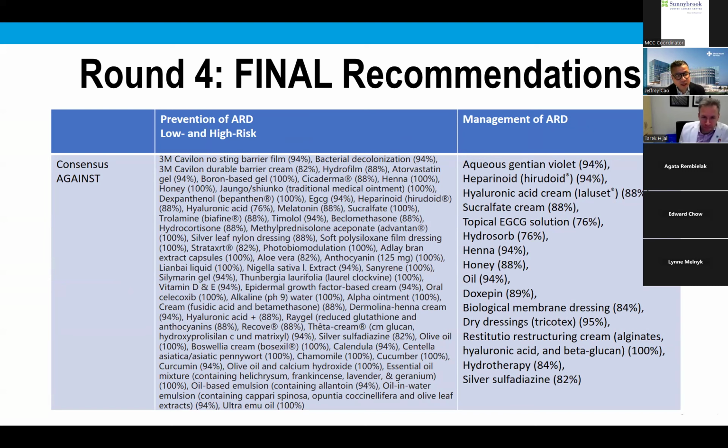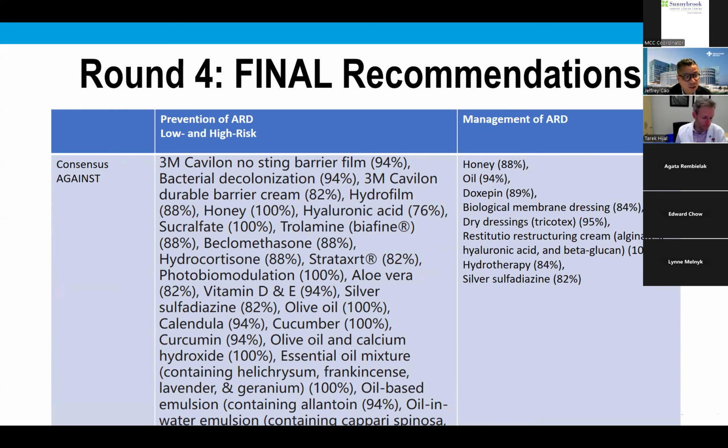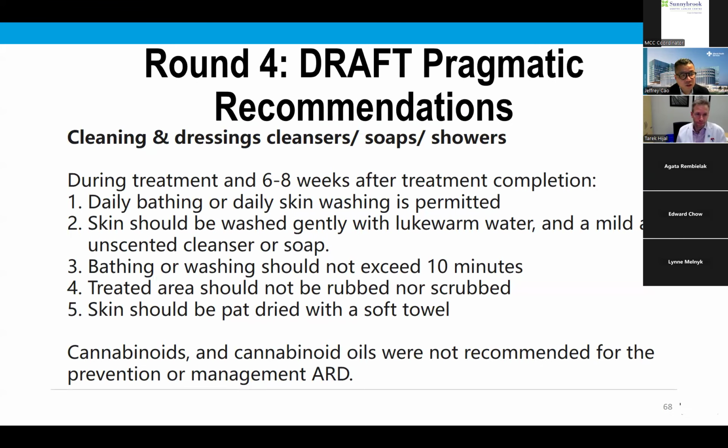And then on the management side, I would say the interesting piece would be doxepin, despite the evidence suggesting it, because, again, nobody necessarily wants to prescribe antidepressants for dermatitis. And then flamazine, which is a bit controversial and up for discussion. Just highlighting this big list distilled to the more popular items. And so these are the draft pragmatic guidelines.